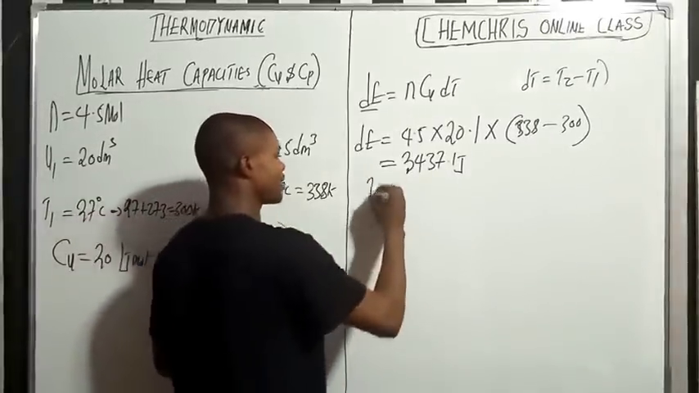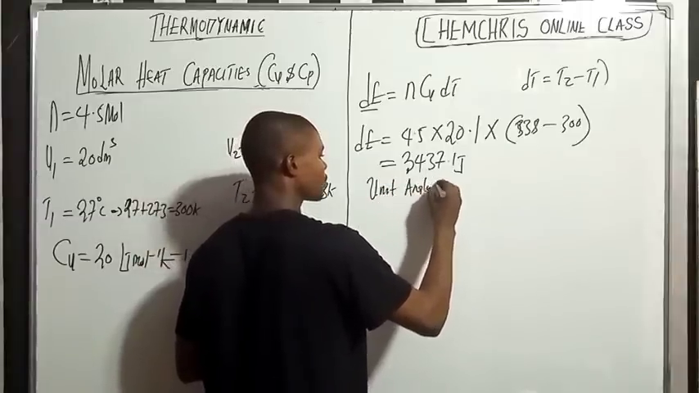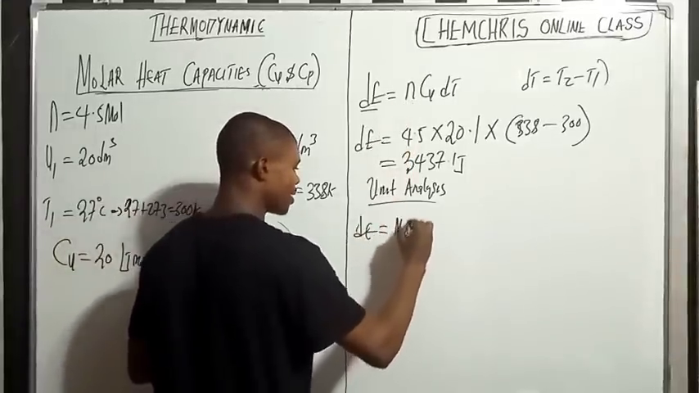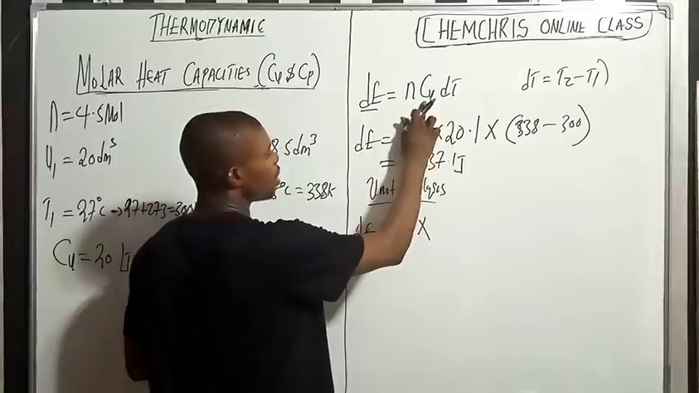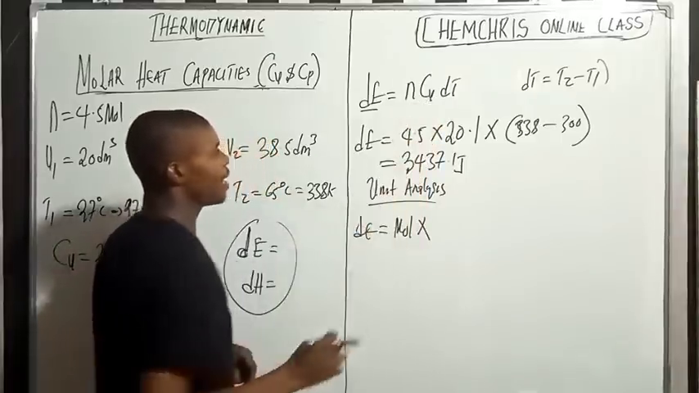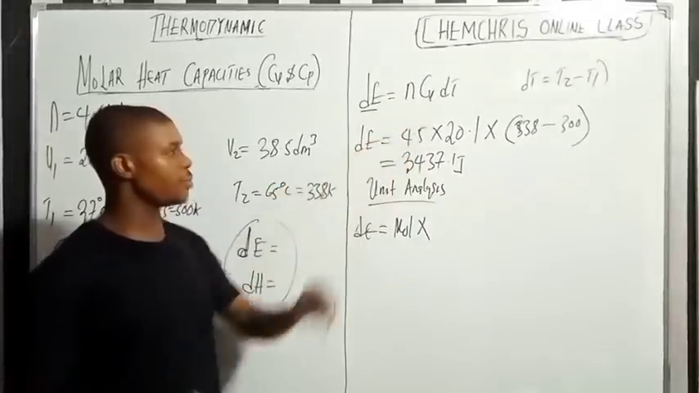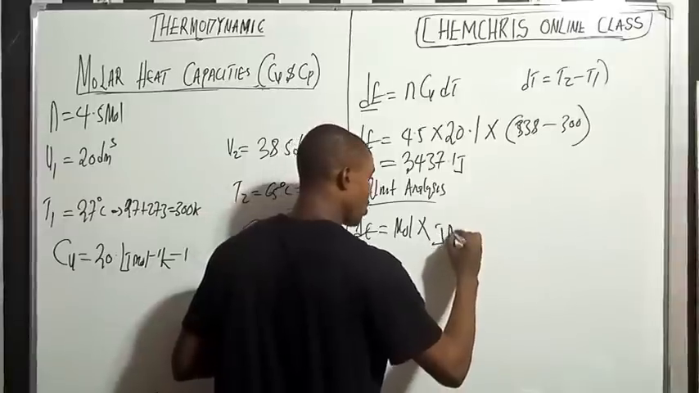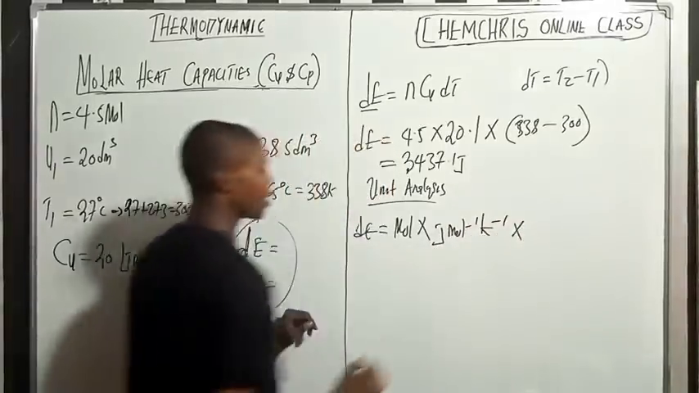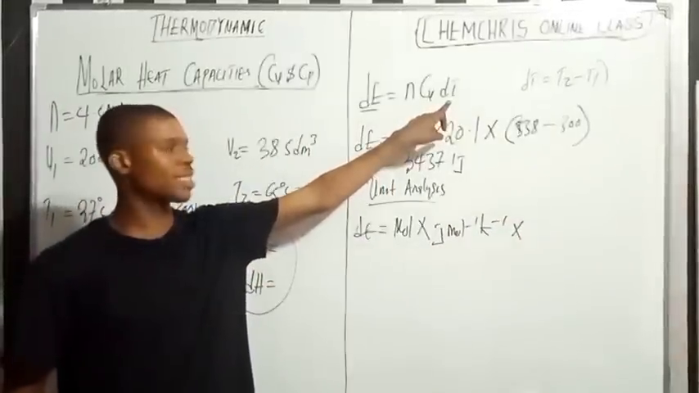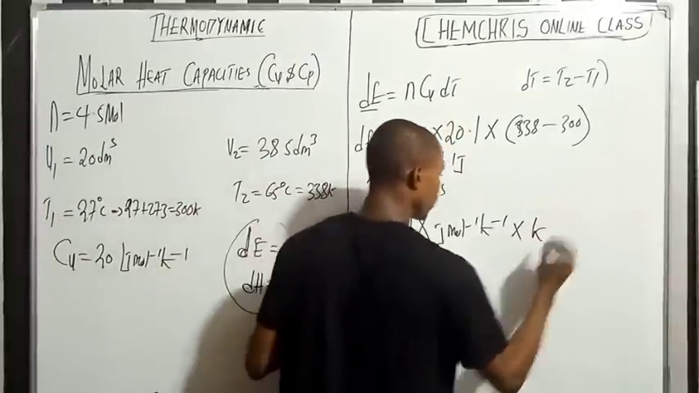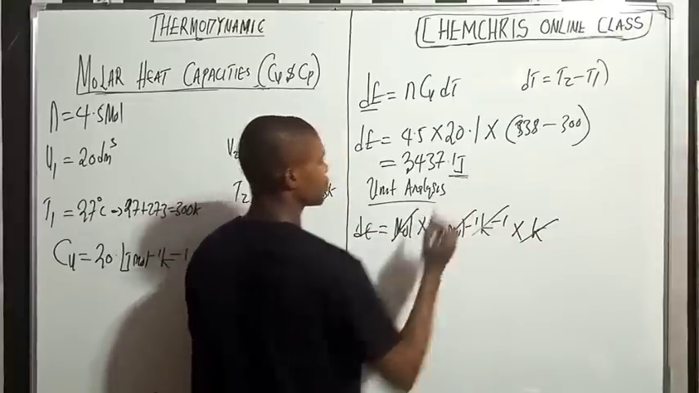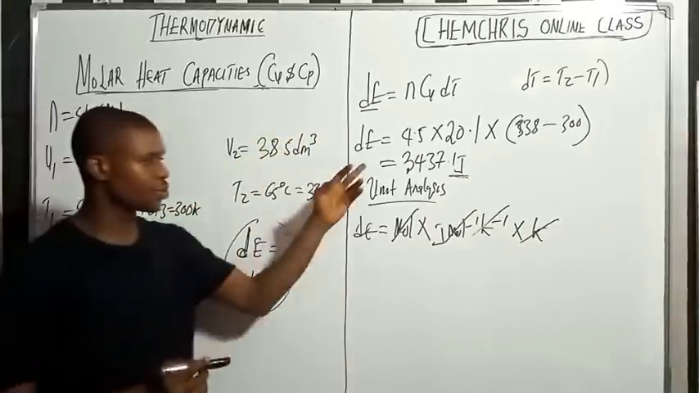Now, let's go about unit analysis. Change in internal energy: my n is moles, times my heat capacity at constant volume. What is the unit? Joules per mole per Kelvin. Now T is temperature, which is in Kelvin. You find that mole cancels out mole, temperature cancels out temperature. So that's why we have joules.